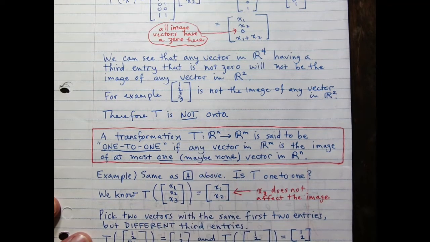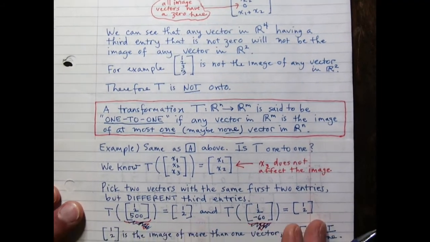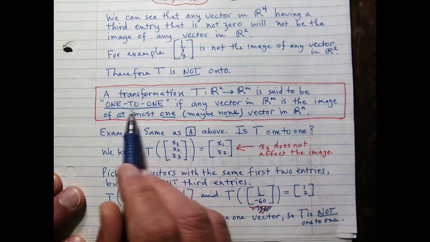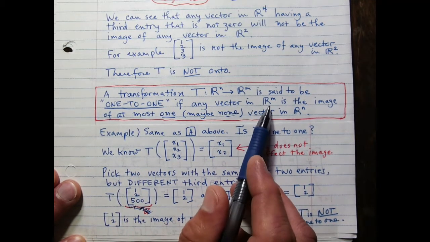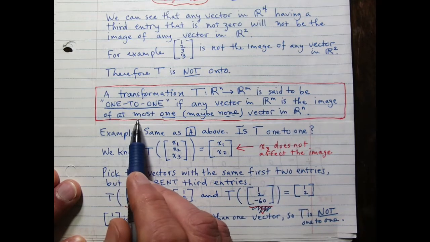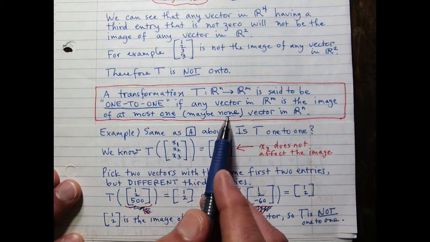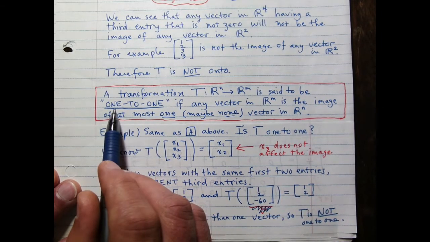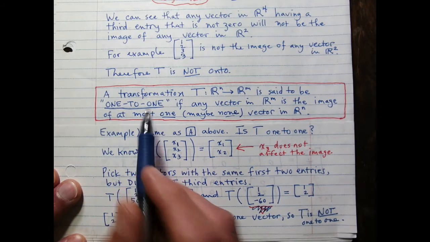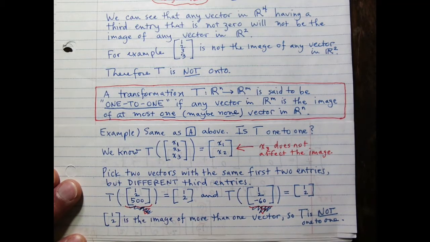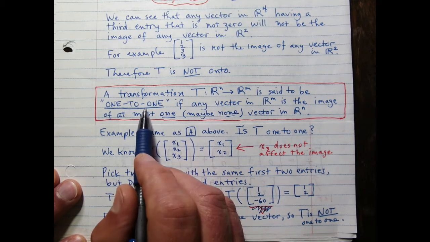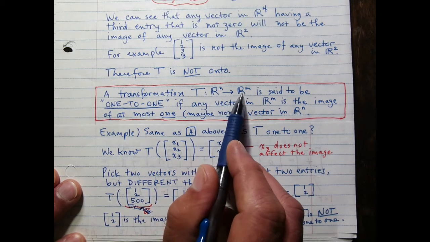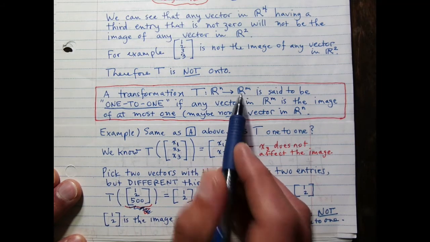Okay, now we're going to define another concept different from onto. A transformation T from Rn to Rm is said to be one-to-one if any vector in Rm is the image of at most one, maybe none, vector in Rn. If you've ever heard of the concept of one-to-one function, this matches the concept of one-to-one function. With a one-to-one transformation, you cannot have two different vectors in the domain that have the same image.